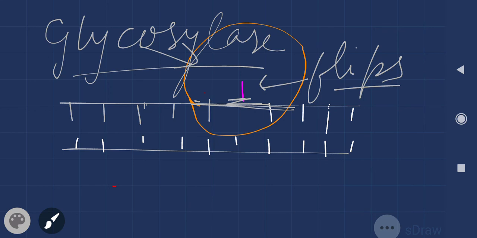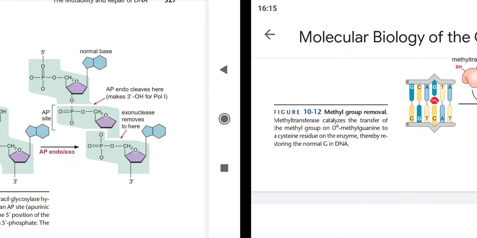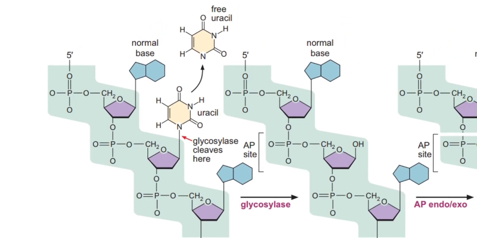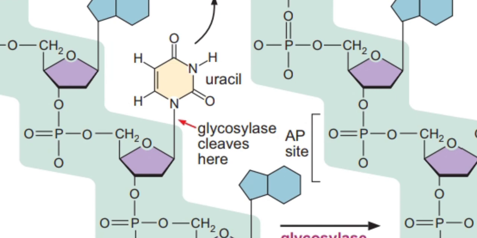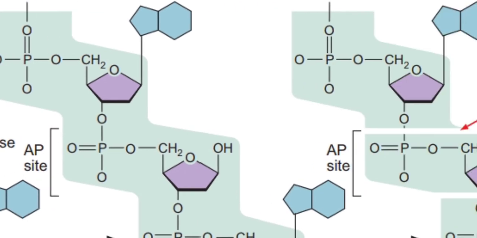The damaged base is now rotated outside. I will show you the main picture now. The main picture will be more useful for you to understand. So this is your base excision repair pathway. This is your DNA that you can see here, and this is your uracil. The glycosylase will cleave here, and the uracil has been damaged. Glycosylase cleaves here and makes an apurinic site. Sorry, uracil is a pyrimidine, so a pyrimidinic site.